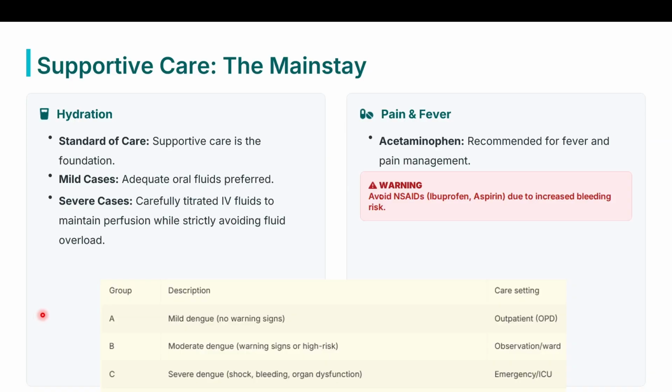Let's get started. So, the mainstay of dengue virus treatment. Whenever a patient gets admitted in the ward, the mainstay of treatment is supportive care. Supportive care in the sense of IV fluids and IV paracetamol to reduce the fever.